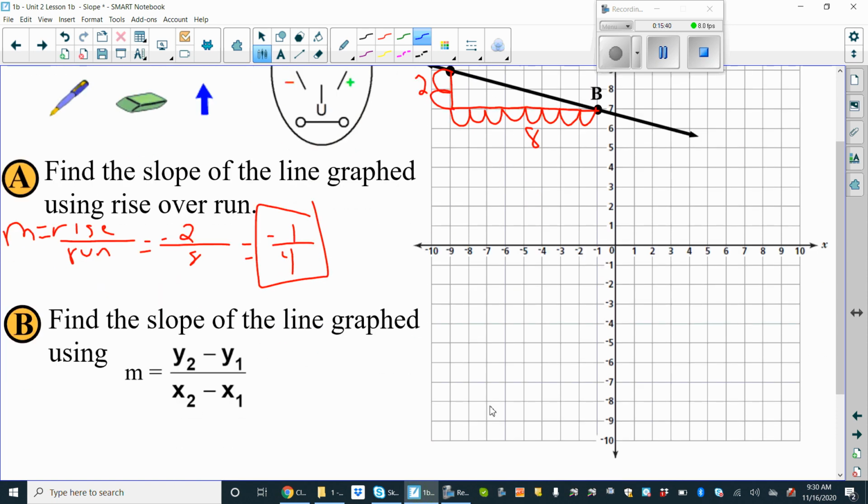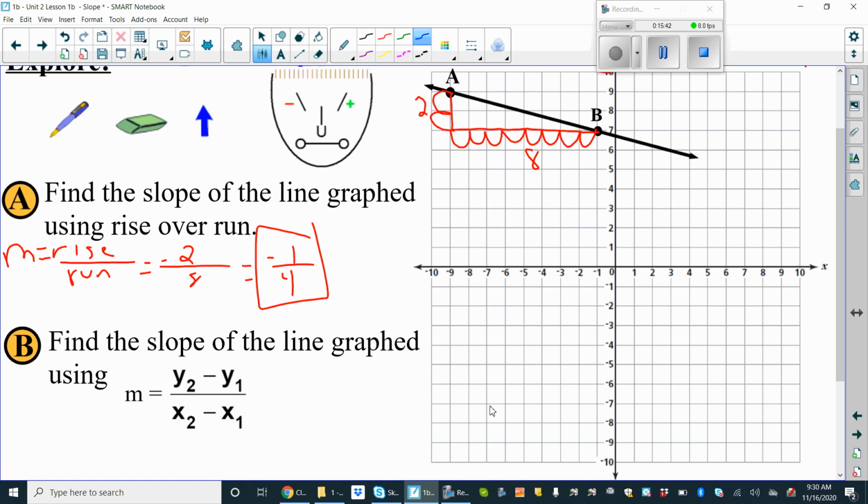Now, in order to find the slope of the line graphed using the slope formula, we need our 2 points. So A is negative 9, positive 9. And B is negative 1, 7. Go over to negative 1 on the x, up to 7. You label x1, y1, x2, y2.